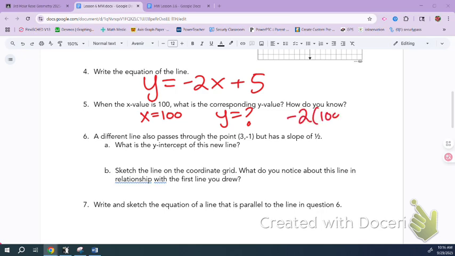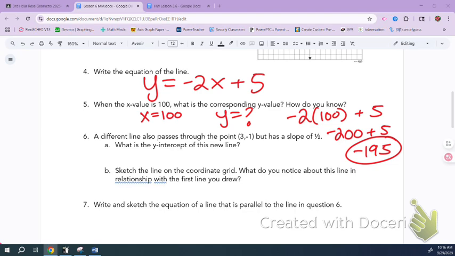Negative 195. That sounds fantastic. Negative 2 times 100 is negative 200, plus 5, we get negative 195. Great. We're just plugging it in. That's why the equation's so helpful, right? When you write an equation, you can find a really, really big value.